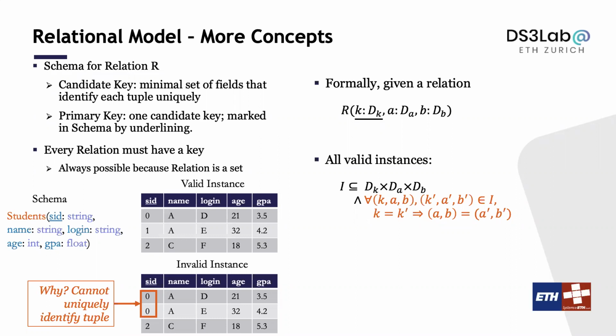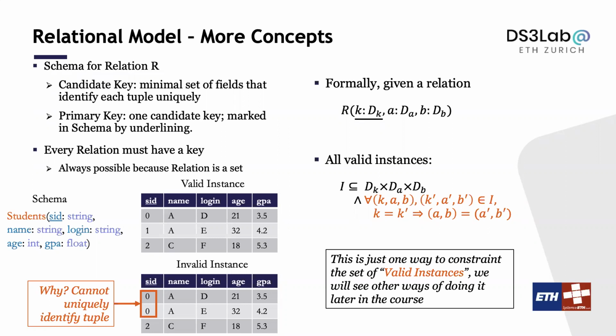Which means that if you give me two tuples in this instance, K, A, B and K prime, A prime, B prime, and if they share the same key value, K equals K prime, it should imply that A, B and A prime, B prime should be the same. That is a formal way to say, if I know the value of K, I can uniquely identify a tuple. If my instance satisfies this property, it is a valid database instance for this relation, okay?